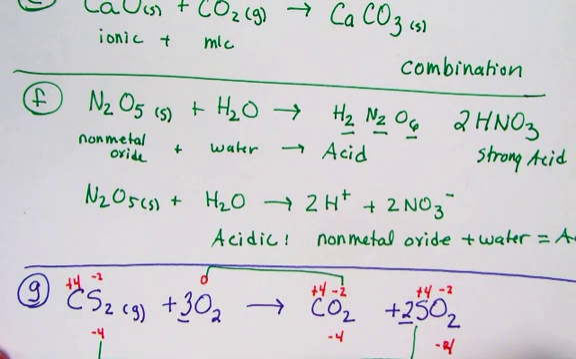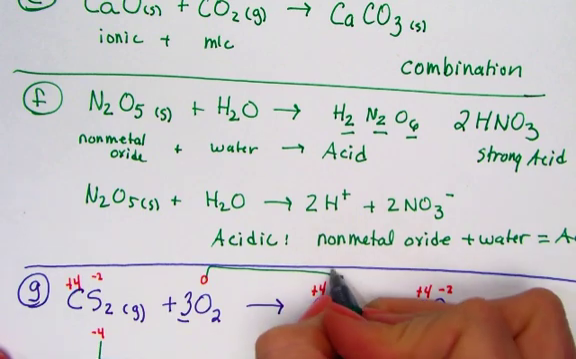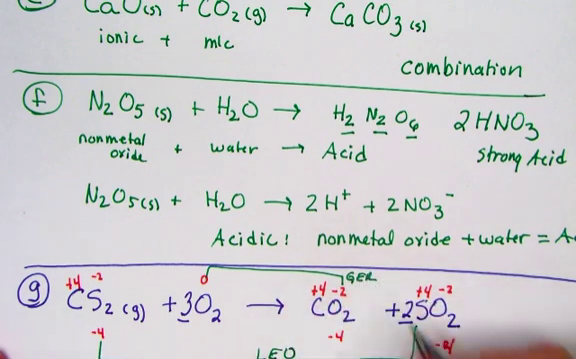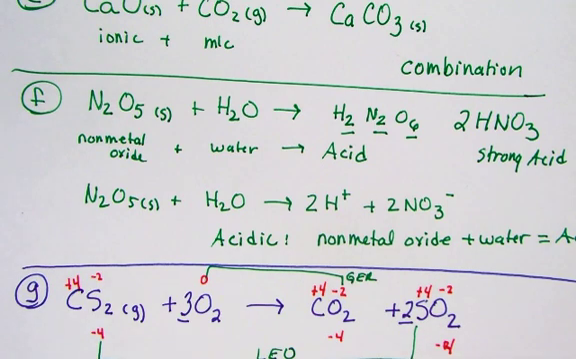Loss of electrons is oxidation. If you lose electrons, you are more positive. LEO is coming from the sulfur. Oxygen went more negative. It is the GER. Gain of electrons, reduction, becoming more negative.